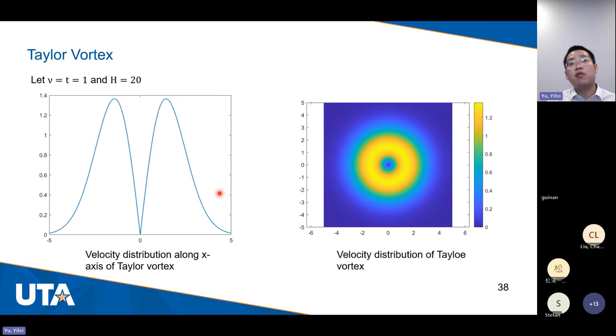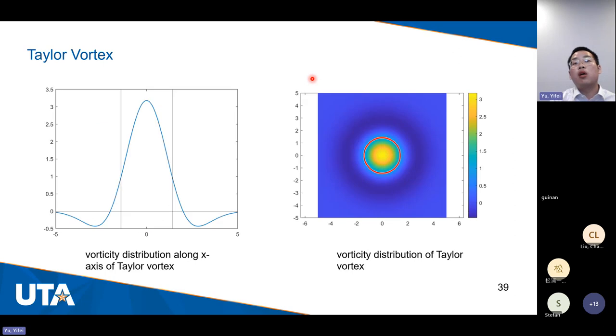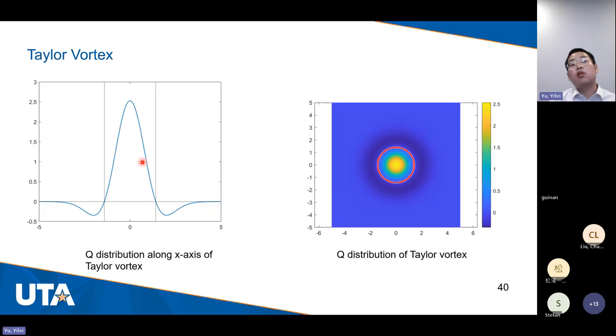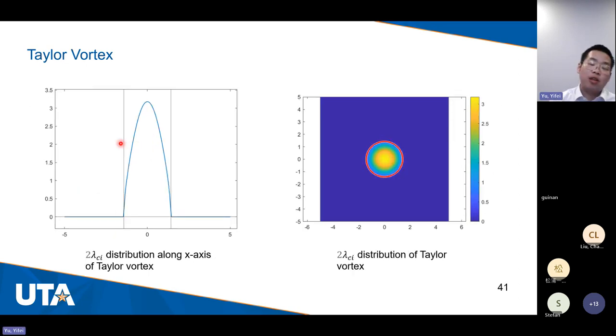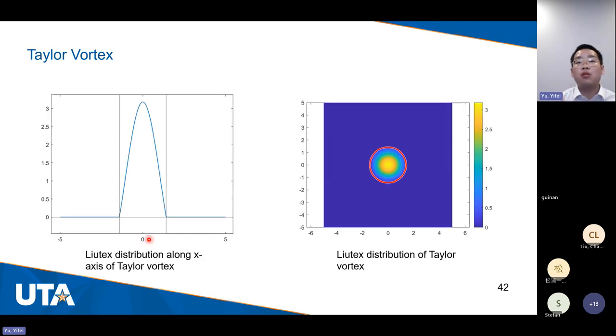And the result for Taylor vortex, I let nu equal to t equal to 1 and let h be 20. Again, this figure shows the velocity distribution. This is the contour of the velocity. Then vorticity. Well, still we see the vorticity is not reliable because outside the boundary, vorticity has obvious non-zero positions. And for Q, no visible difference. And lambda CI the same, and Liutex has the same.